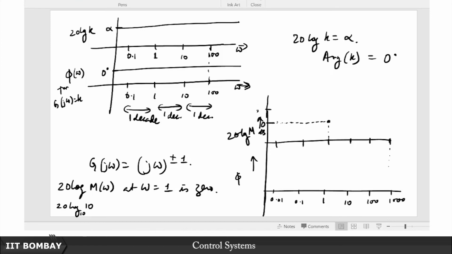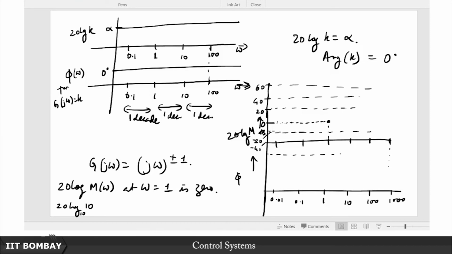Yeah. So let me mark out this 20 here, this 40 here, this 60 here, and in a moment it will be clear why I am marking these spaced at 20. And similarly, this is minus 20 here, let us say this is minus 40 here, this is minus 60 here, okay. These are all in dB.